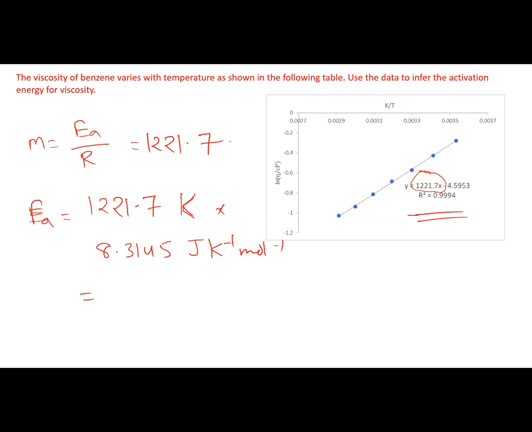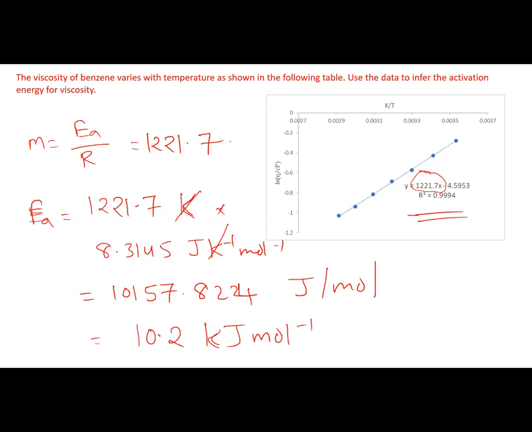If we do this math, we should get 10157.824 joule per mole, because the Kelvin and Kelvin get cancelled here. And writing the same thing in terms of kilojoule per mole, approximately it's going to be 10.2 kilojoule per mole. So this is how you calculate the activation energy.